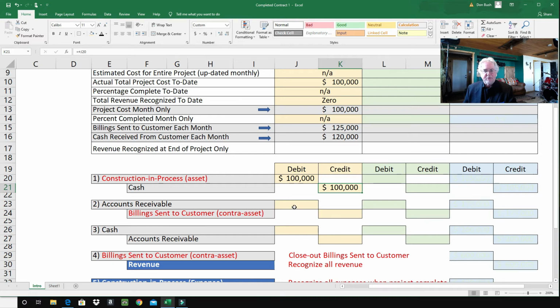Accounts receivable here. So how much did we bill the customers for? We billed them for $125,000. We're crediting billing sent to customer also.